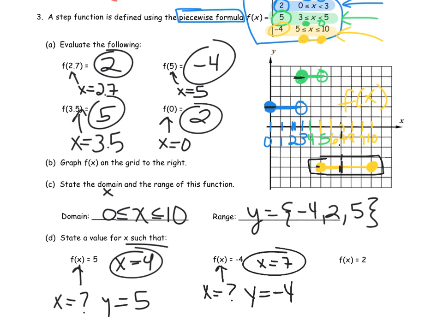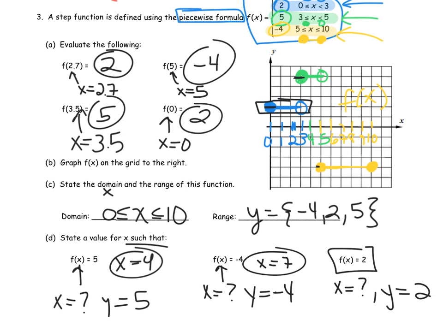And then now for f of x equaling 2, we want to see for what x value does y equal 2. So we're looking here now. And let's go with 1. There's a point there. So when x equals 1.